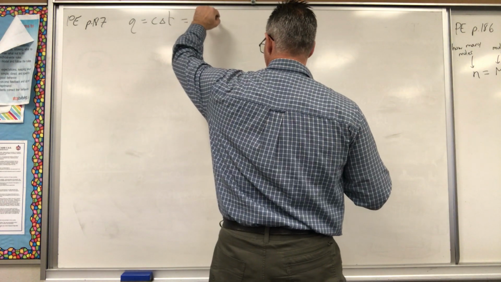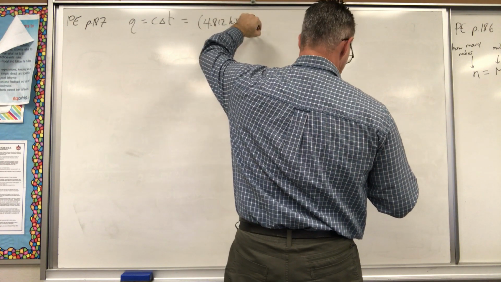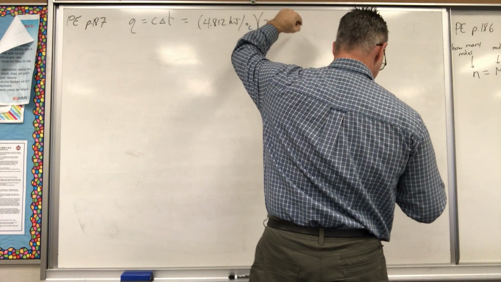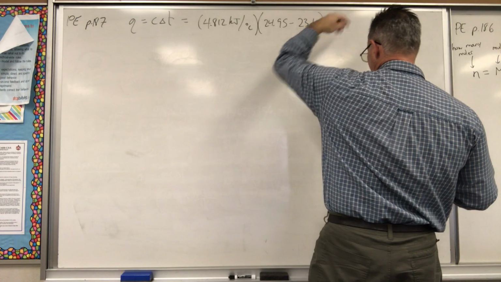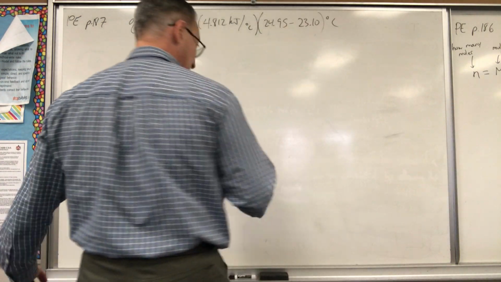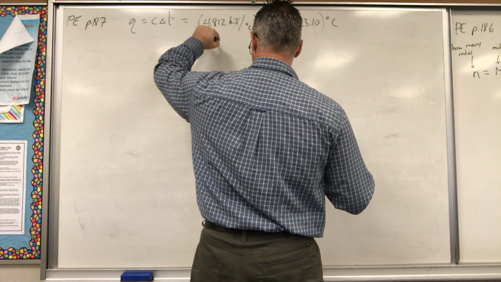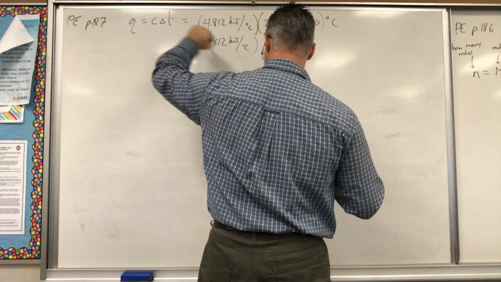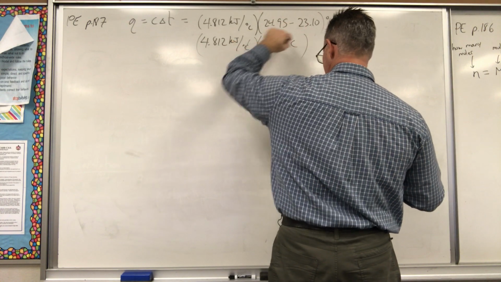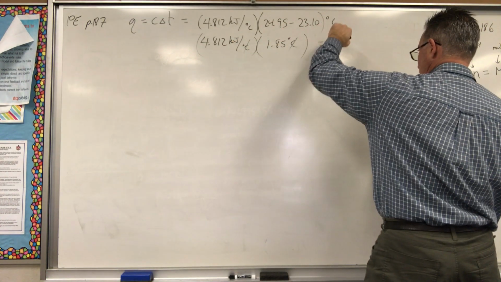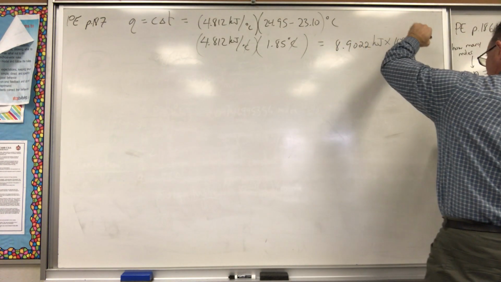So you're going to get 4.812 kilojoules per degree Celsius. And the temperature changes from 23.10 to 24.95, so we're going to find a positive number, and then we'll assign the sign. The sign convention is going to be negative because it's exothermic, it generates heat. So what you get is 4.812 kilojoules per degree Celsius times 1.85 degrees Celsius temperature change, so the degrees Celsius cancel. What you get is 8.9022 kilojoules of energy. Let's convert it into joules just for fun.